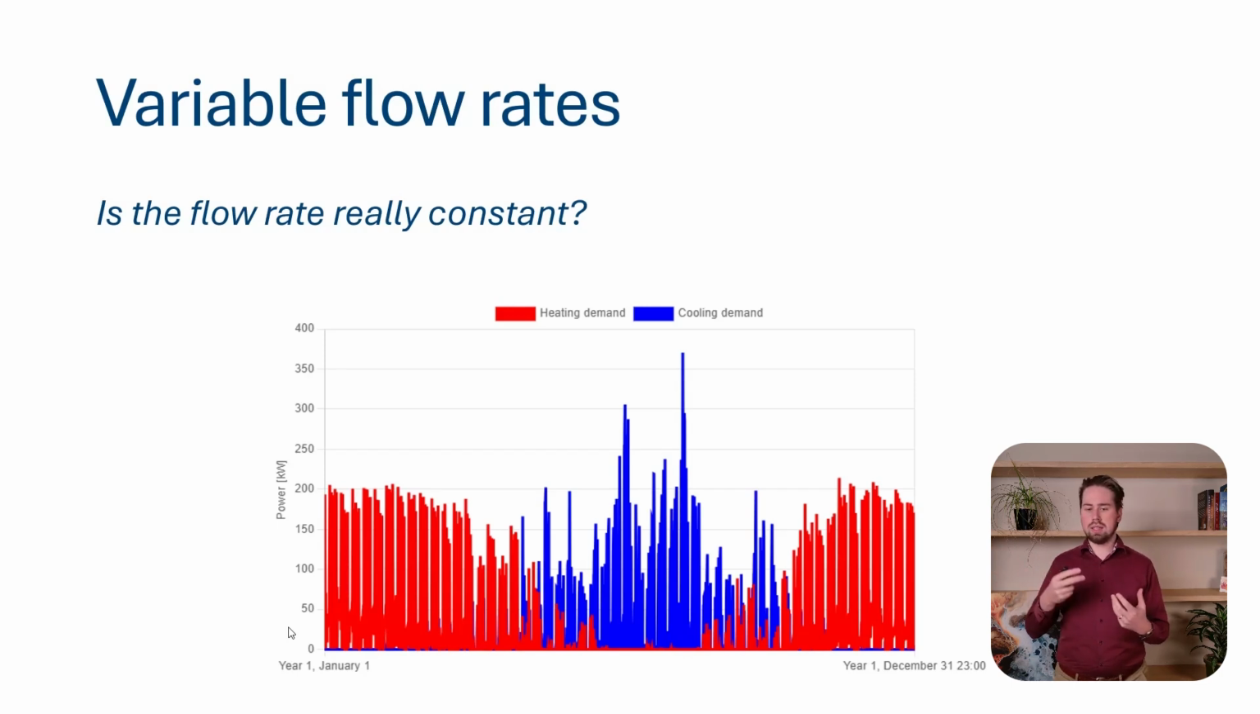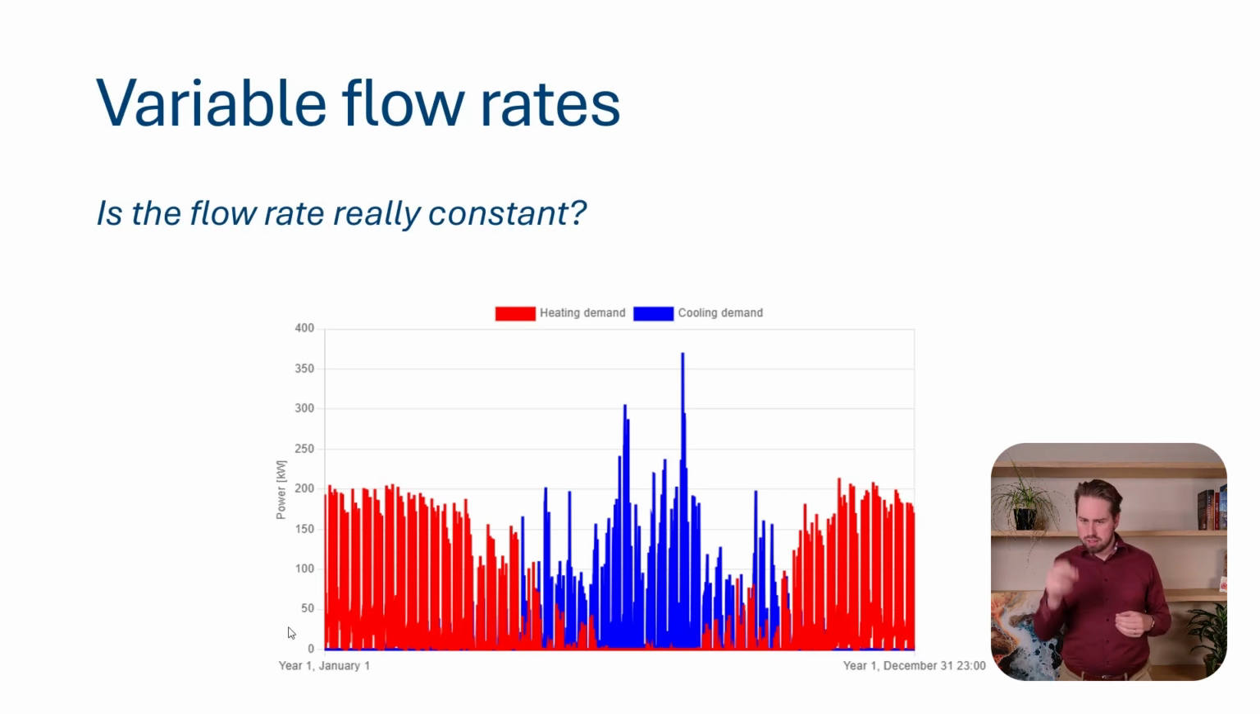And you can also see that the demand in cooling and heating is different. So do they really have the same flow rate? We have 200 kilowatts maximum in heating, 350 in cooling. Is that the same flow rate? And also if you look, it varies from hour to hour.